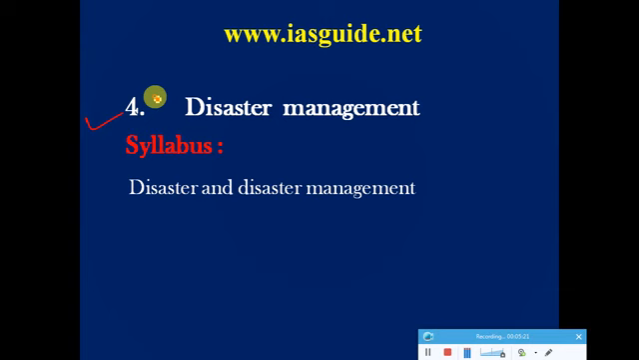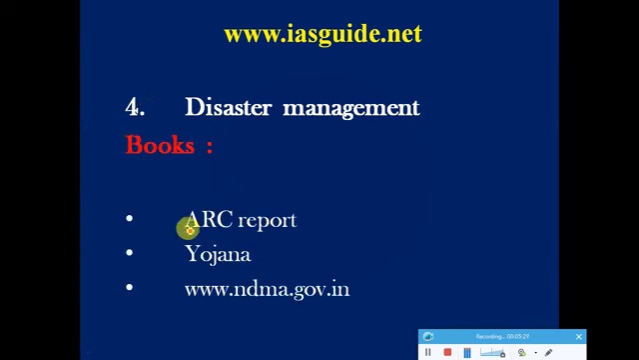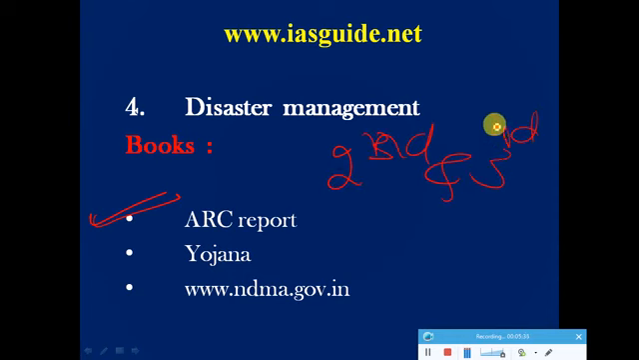After that, the fourth segment is disaster management, and the syllabus covered is disaster and disaster management. Let us see which is the book to refer. You have to study the reports of the ARC. The Second and Third ARC reports are there in the market. You have to study selected chapters from the ARC. There are also guidelines for disaster management, and you can study the guidelines in these reports.